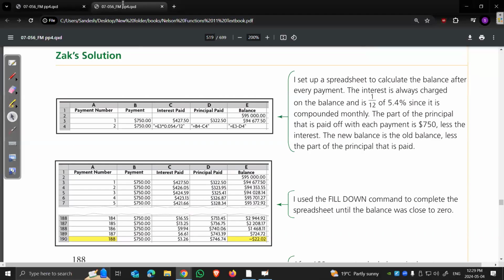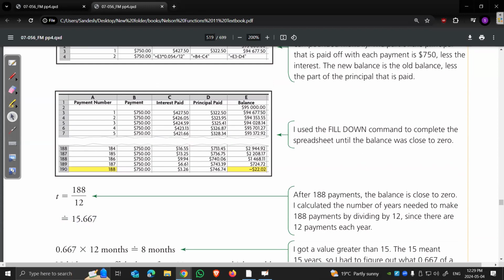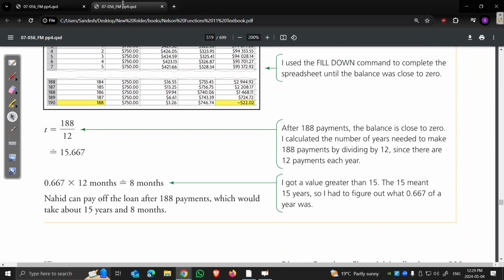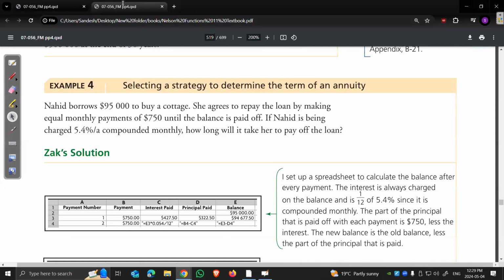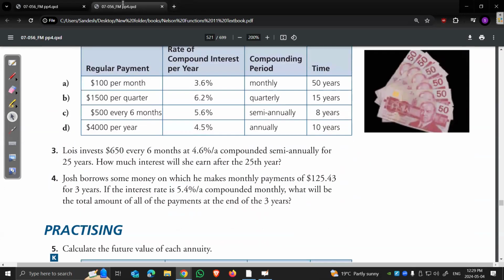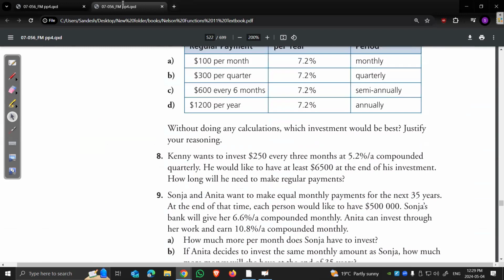Is that what they got? Let's see what they got. Yeah. How do they do this? They used Excel. Okay, cool. They used the Excel function called fill down. That's all good and stuff, but you can't use this on a test, so it doesn't really help. Let's keep going. Most of them are the same. It's just a formula plug and chug.